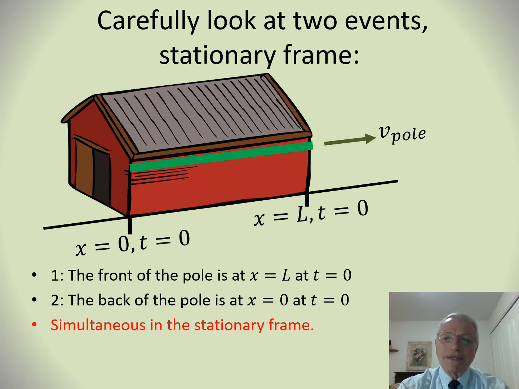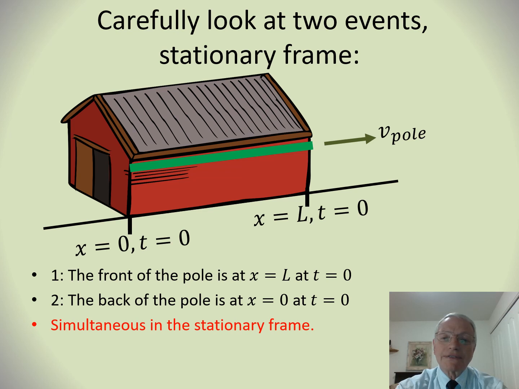These are the events as observed in the stationary frame. You have a long barn. A pole goes by at very high speed. Its length is contracted, and we can tell that it fits in the barn because we define two events. Event one is when the left edge of the stick lines up with the left edge of the barn. Event two is when the right edge of the pole lines up with the right edge of the barn. And those are simultaneous events because the pole fits.